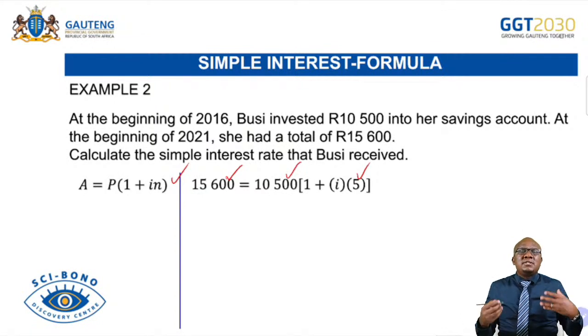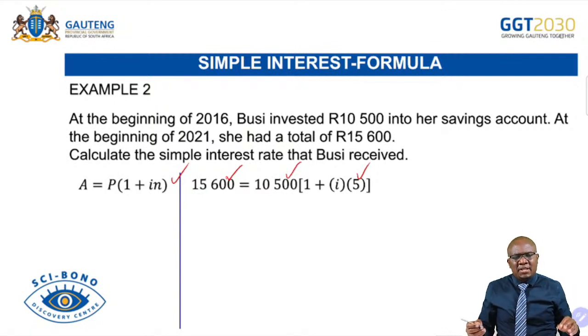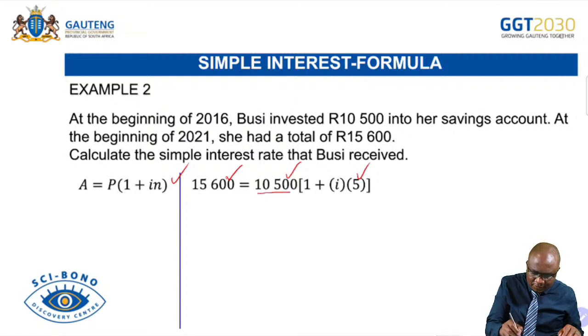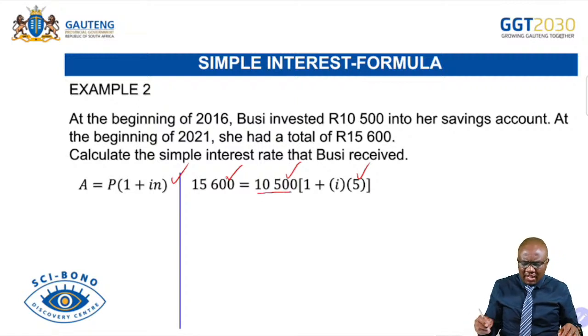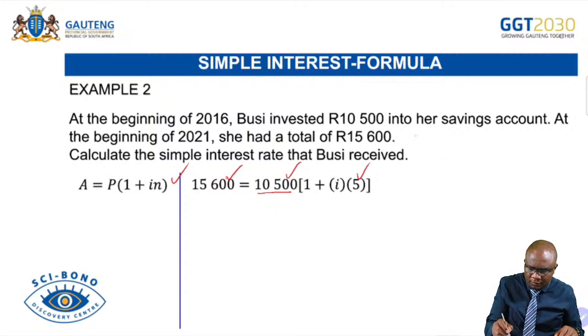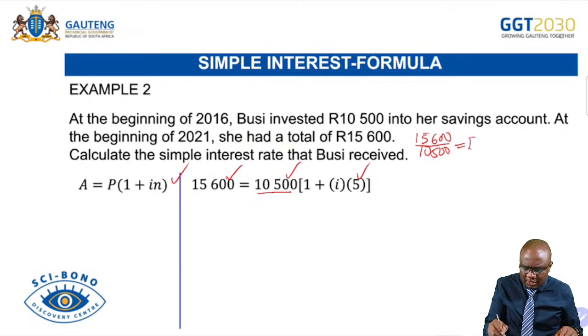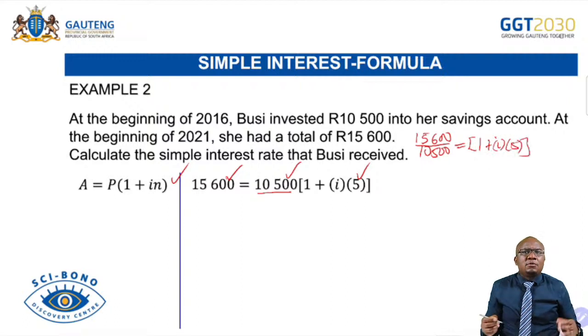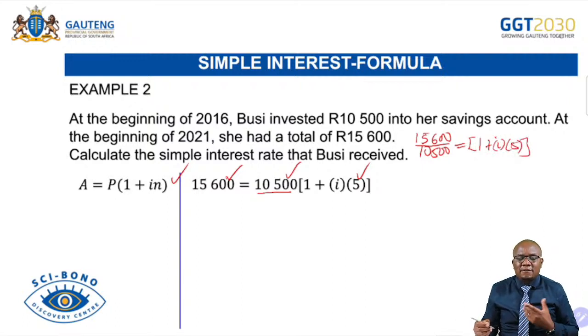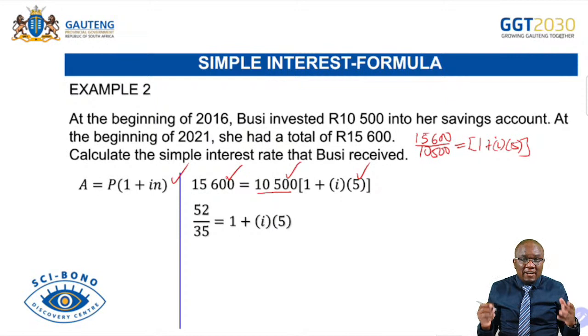Now we're using our knowledge about algebraic equations. So we divide by 10,500 on both sides. So it's going to be 15,600 divided by 10,500 equals, and then if you divide by 10,500 here, it's going to disappear and then becomes 1 plus i times 5. You see that? Because you divide 10,500 by 10,500, you get 1. Right. And then if you divide 15,600 by 10,500, you'll get this.